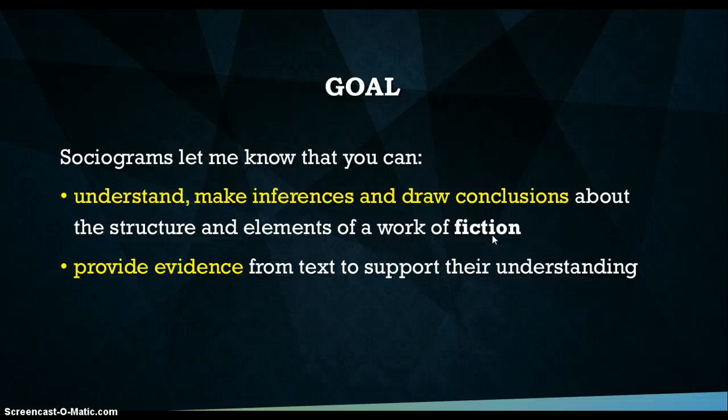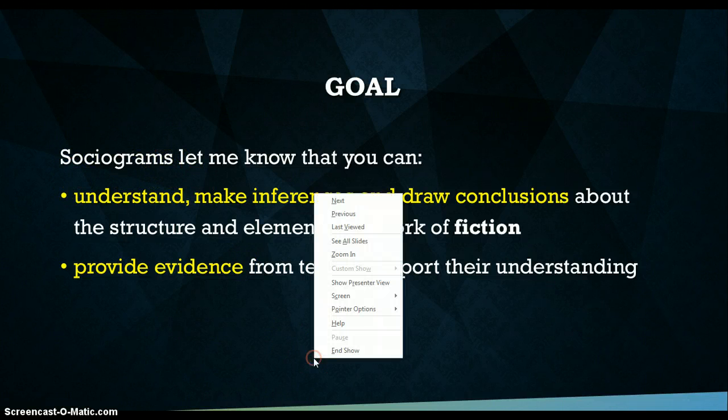But the sociograms we're going to do are also going to give us an opportunity to provide evidence from the text to support what we say we understand from the text. So you'll be using some quotes to support your ideas, just like we've done all year. So what is a sociogram? What is this thing? Well, let's have a look at a couple of examples.